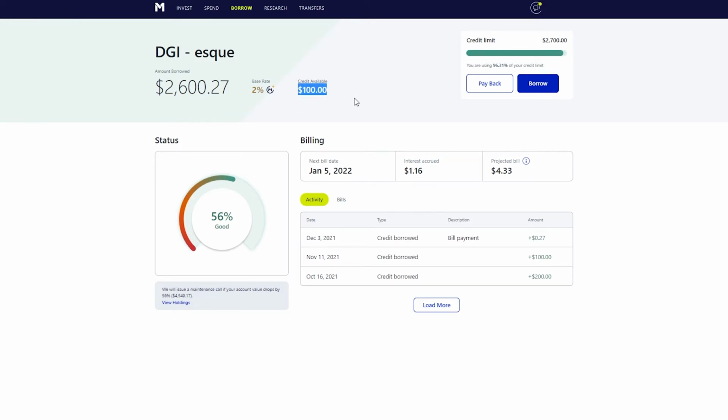And you have credit available of $100. And how you create this value is it's 35% of your portfolio worth. So if you have 10K in assets, you can borrow up to $3,500, etc. So like this, there's a next bill date, how much interest has accrued, what's my projected bill. And in terms of my activity, when you go back, you can actually see the M1 borrow bill payment came through, and that can take away from your credit in general, month over month.